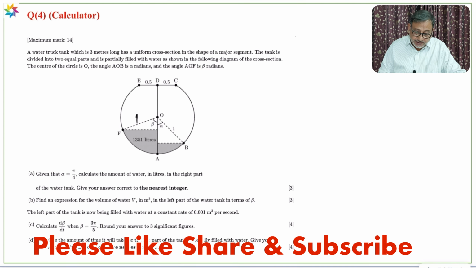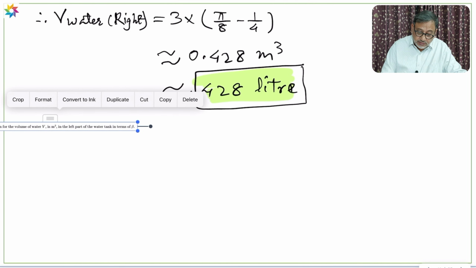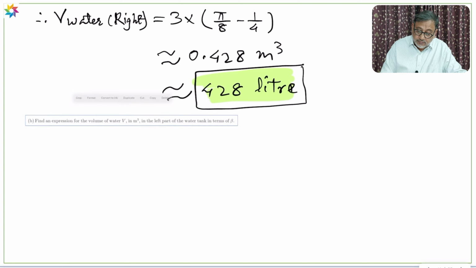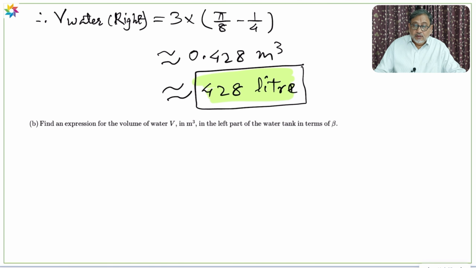Now B part, this is a bit longer. I will do it a little faster. Okay, right. So B part says find an expression for the volume of water V in meter cube in the left part. Look here, in the left part they want.